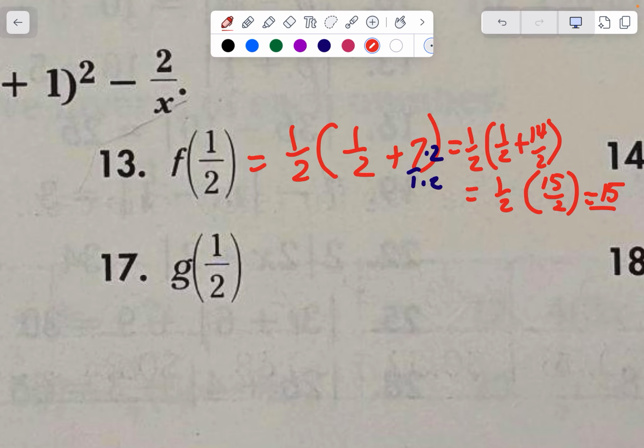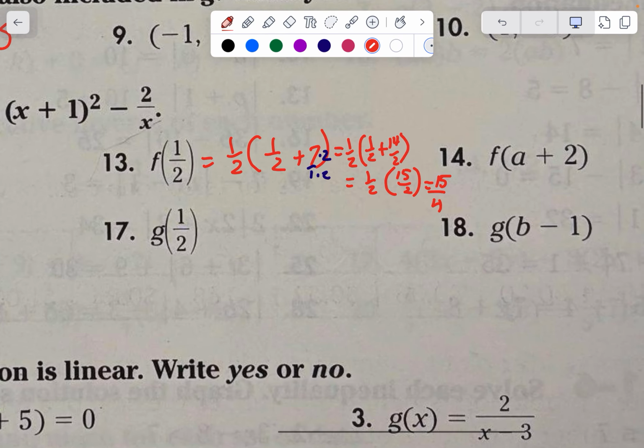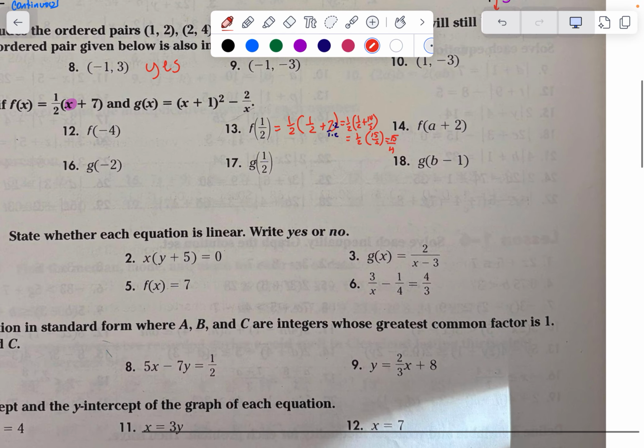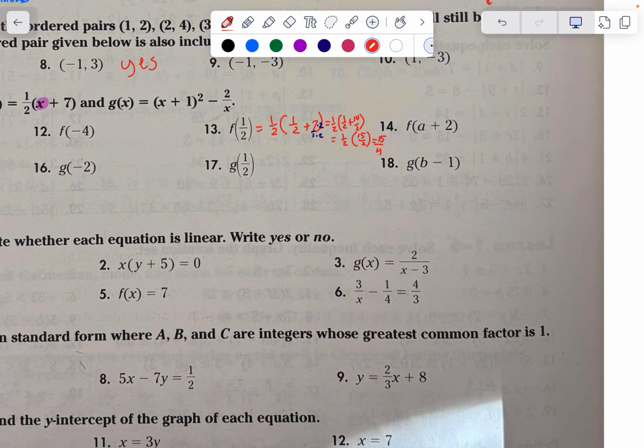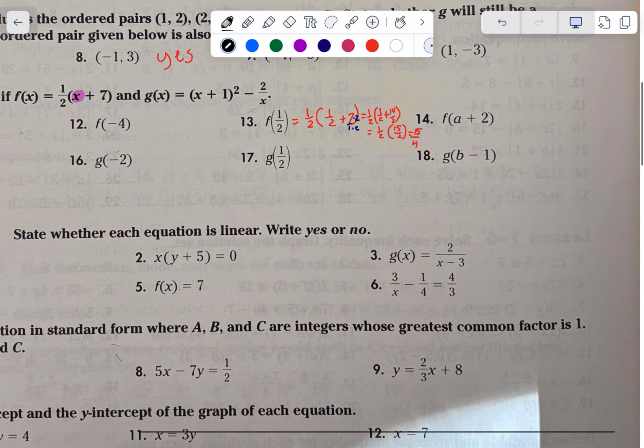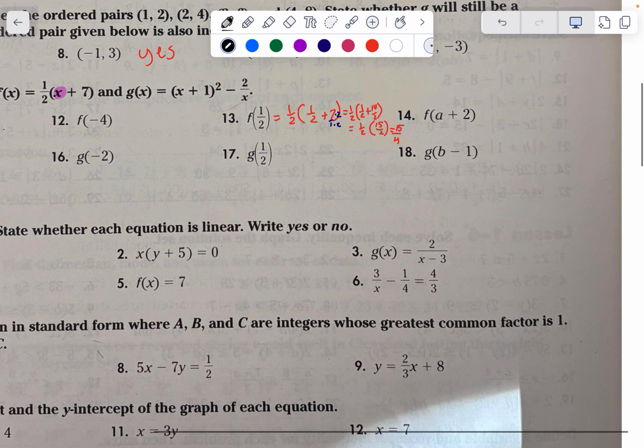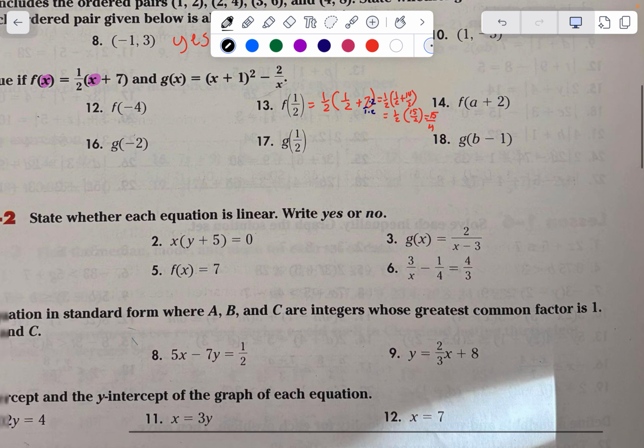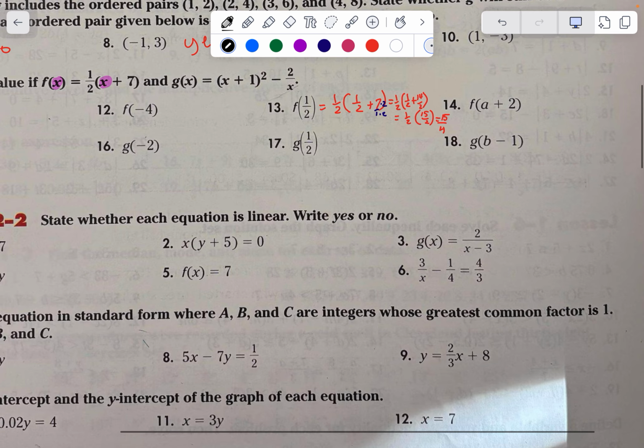2 times 2 is 4. Okay? And now let's do 14 together. I didn't even see 14 was there. Let's do 14 together. Okay, so our input has some letters in there, and that's okay. Take out the x, replace it in the x spot in this function here to the left, that f function. Okay? When we do that, first let's just do that. We get 1/2 a plus 2 replaced the x plus 7.